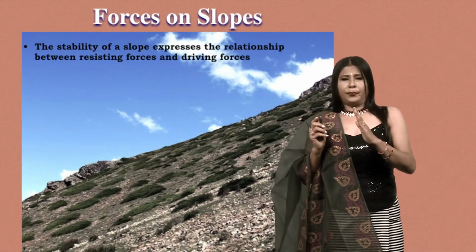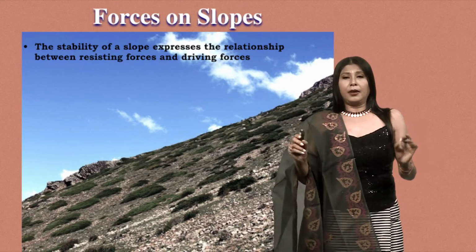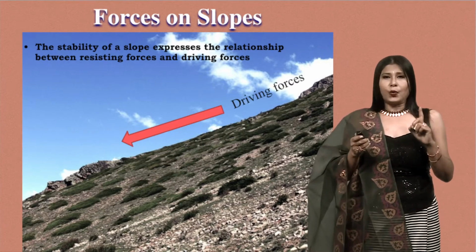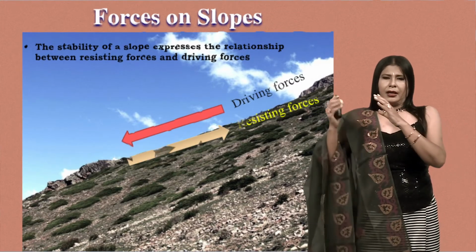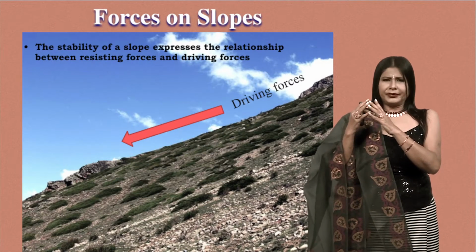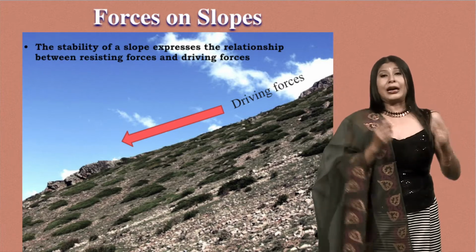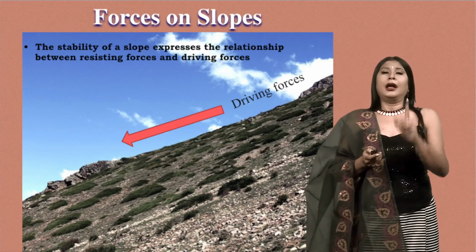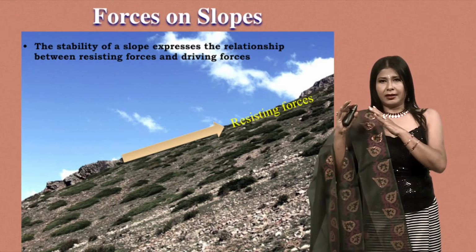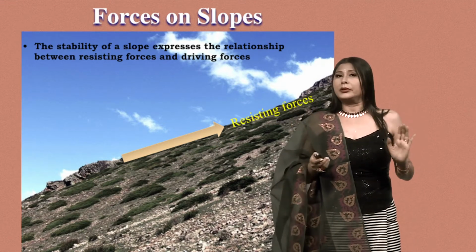Any slope, whether it is steep or gentle, at any point of time, has two forces working. One is the driving force and one is the resistance. The driving force is driven by gravity, and also there are many other factors. It is always trying to pull the material down. At the same time, another force is acting, that is the resisting force. All the rocks are resisting. If these two forces are equal, the slope is stable.